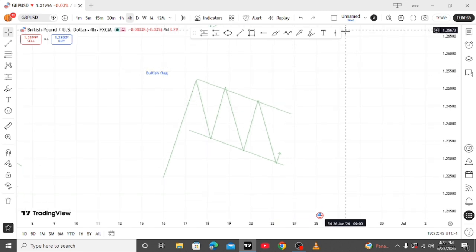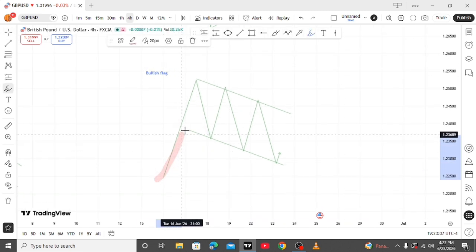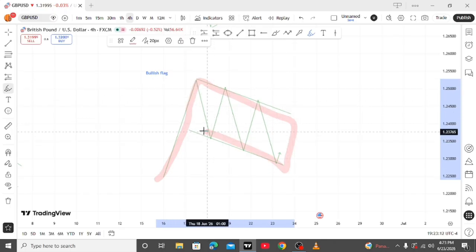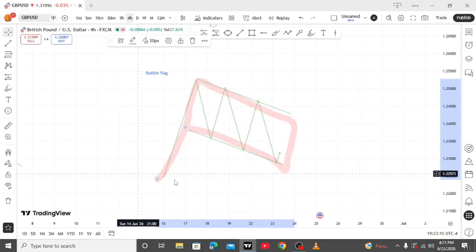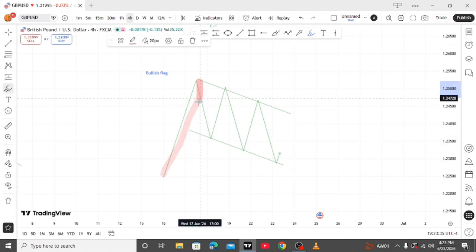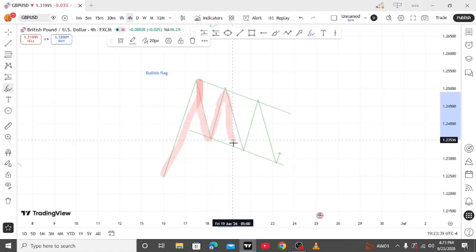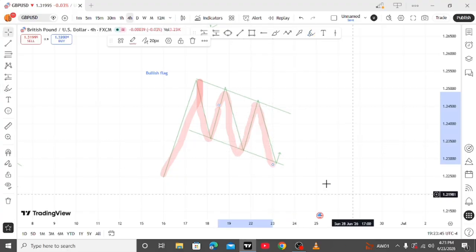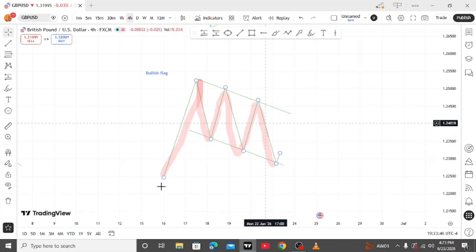Why is it called a bullish flag? This means the market is about to go up. And if you take a good look at this, it's literally looking like a flag. Nothing fancy, nothing complicated. If you notice very well, the market goes up, makes a higher high, and then started consolidating to the downside, with lower lows and lower highs.